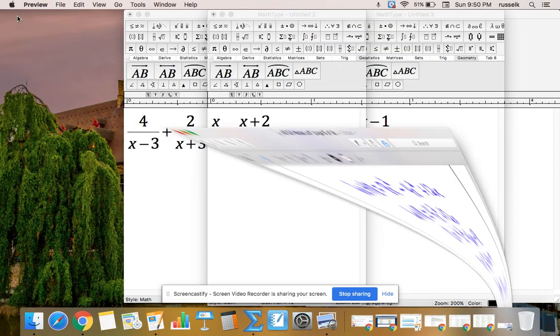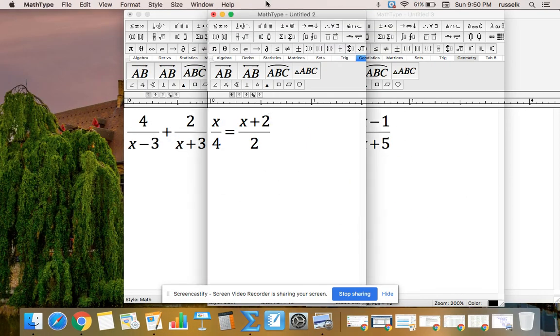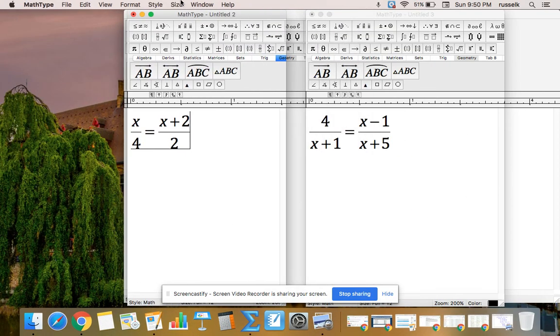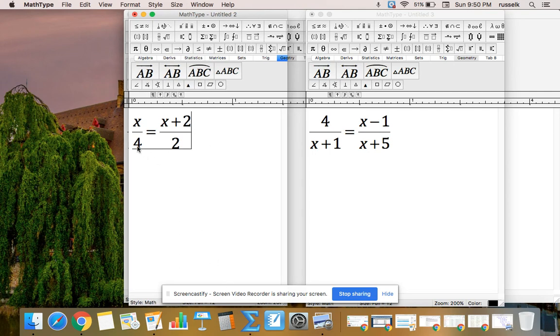Looking at a few examples. In this first example, since we just have one fraction equal to one fraction, we can cross multiply. That gives us 2x when we multiply the one way. 4x plus 8. Don't forget to distribute the 4 to both the x and the 2. Subtracting 4x from both sides gives us -2x is equal to 8. Dividing both sides by -2, we get -4.